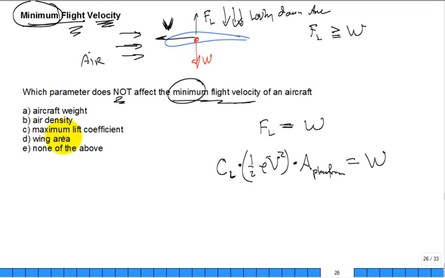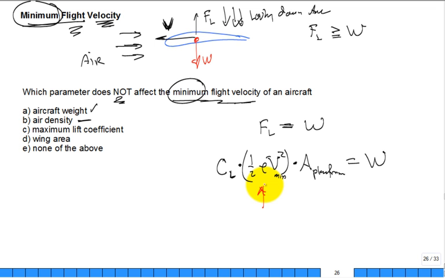So which parameter does not affect this minimum flight velocity? Here's V min right there. How about aircraft weight? Guess what? If you have a heavier aircraft, what about the minimum flight velocity? Go faster. That's why when you have a heavily loaded aircraft and a short runway, you get challenged. How about the air density? Does that matter? Where does it come into play? Right there.